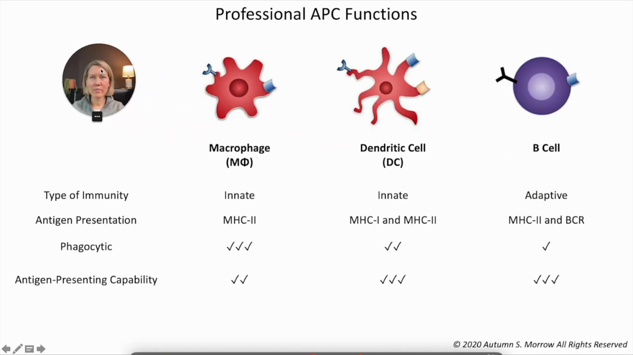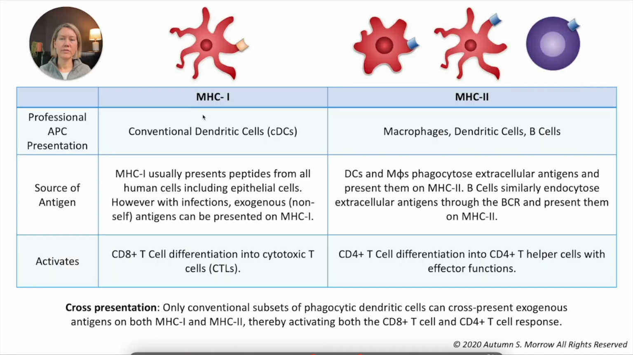So here's another table for professional APC functions. Again, macrophages, dendritic cells, B cells, innate, and adaptive. Antigen presentation. Dendritic cells are the only cells that can present both MHC-I and MHC-II. We'll cover that a little bit in more detail later. Macrophages are highly phagocytic, while dendritic cells are actually the best at presenting antigens. B cells are also really good at presenting antigens, but they're not as good at phagocytosis.